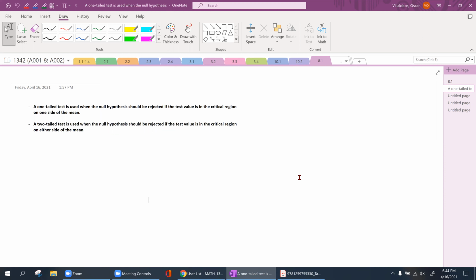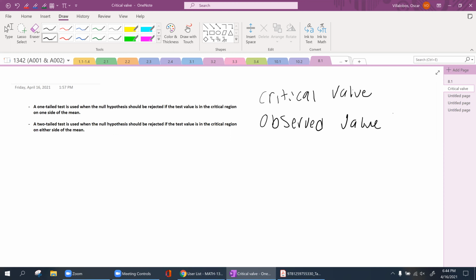So let's visualize something. The definitions we're going to be using in this class are a critical value and an observed value. Here I have my graph, and let's just say that you end up finding a z value, which is your critical value. And this is critical. It is important. You're going to find this value, let's just say right here. This ends up being your critical value.